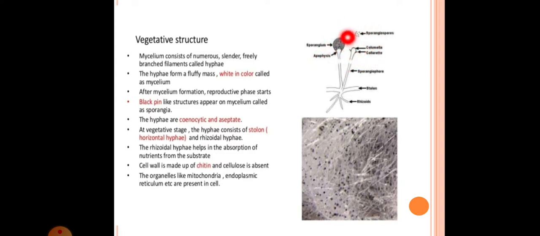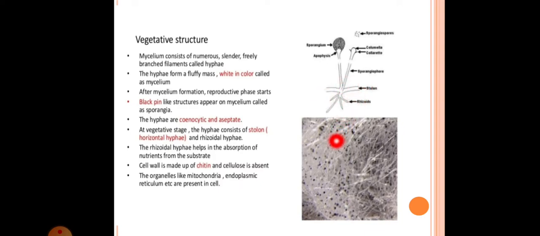You can see these black structures here, and here also. This structure is known as the sporangia, and the sporangia produce the spores. These hyphae are cenocytic and aseptate. Cenocytic means what? Without septa, or without cross walls, and aseptate has the same meaning.